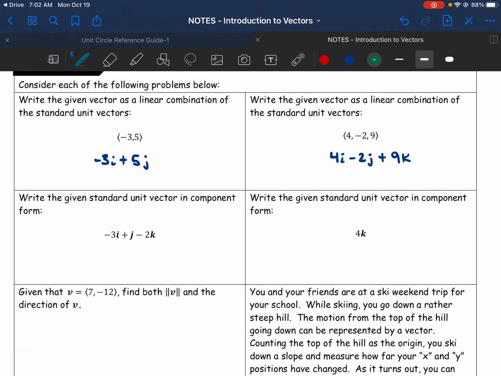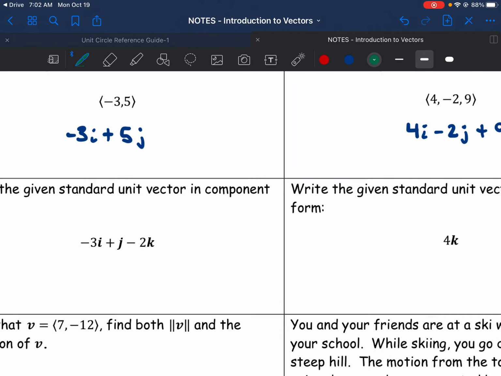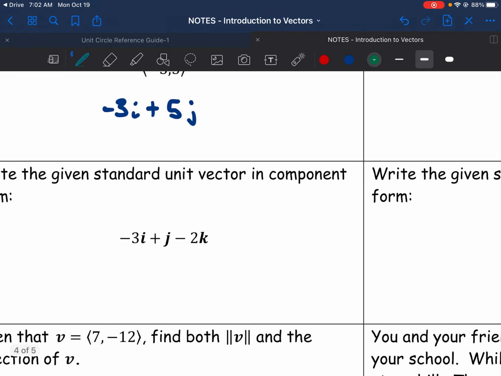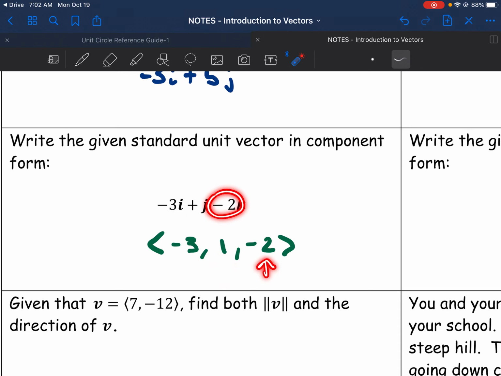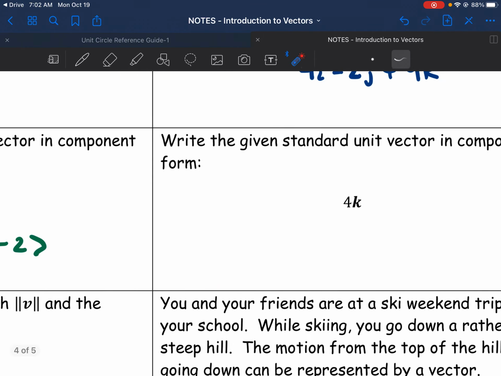Now let's do that same process, but given the linear combination of standard unit vectors, let's write the vectors in component form. So we have negative 3i plus 1j minus 2k. This would be negative 3, 1, negative 2. And we're getting that by looking at the coefficients. Coefficient negative 3 for i, that's the x component. Coefficient of j is 1, that's the y component. Coefficient of k is negative 2, that's the z component.